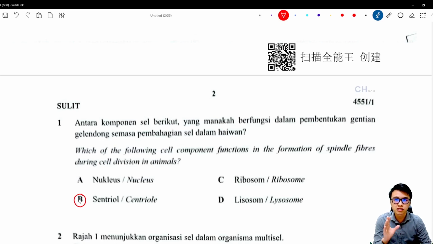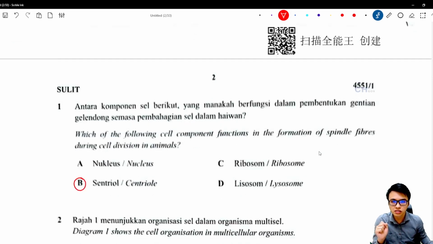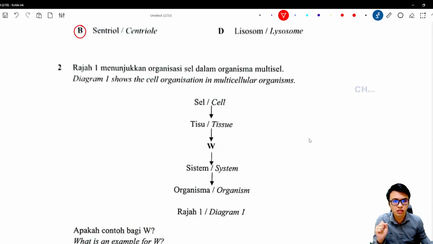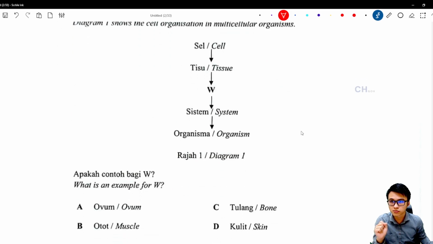You cannot find centriole in the plant cell. Please remember this one. You cannot find centriole in the plant cell. Only can be found in the animal cell.